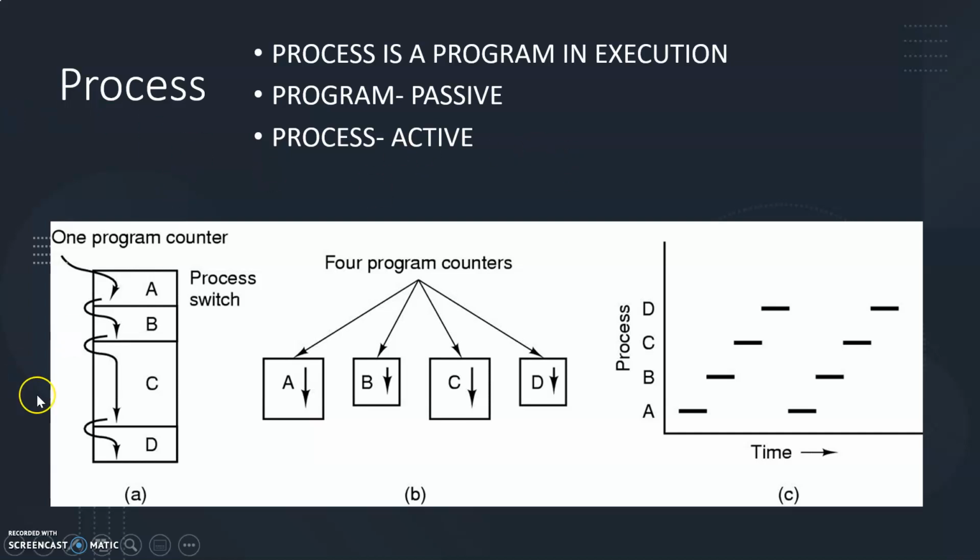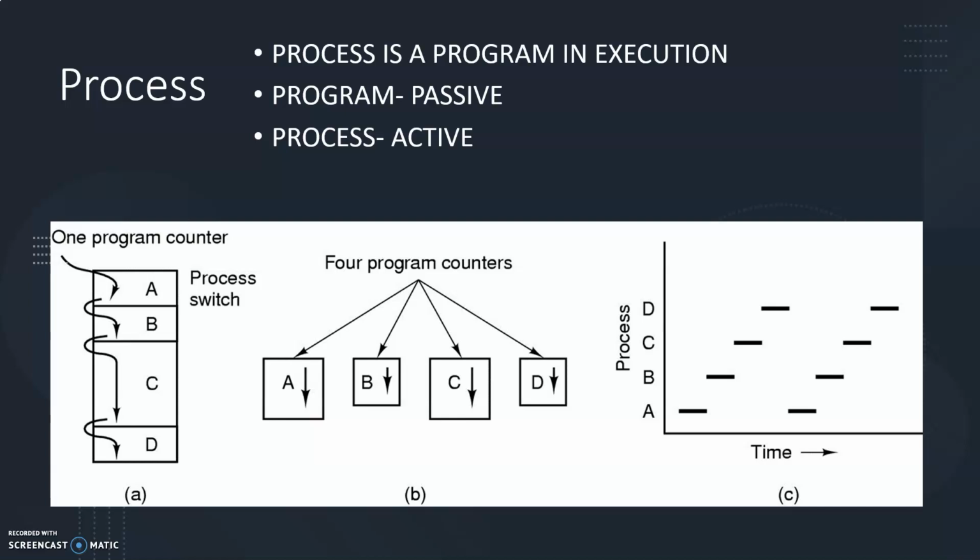So here you can see the memory allocation, and there are various processes occupying various memory locations, and these are the 4 program counters, and this is the diagram or the graph which is showing the execution of various processes. Okay, so if the system is a multitasking system, there will be various processes.